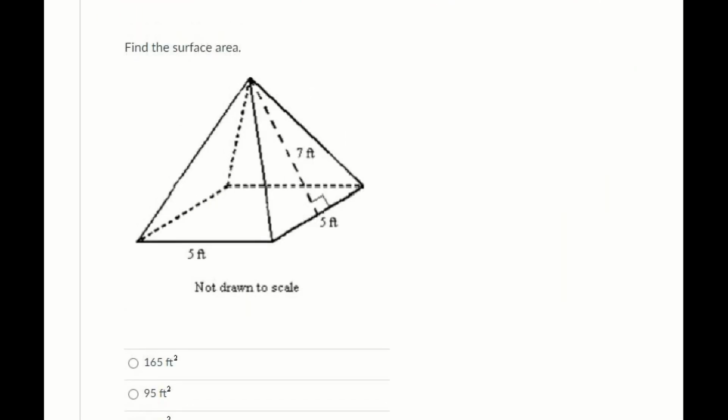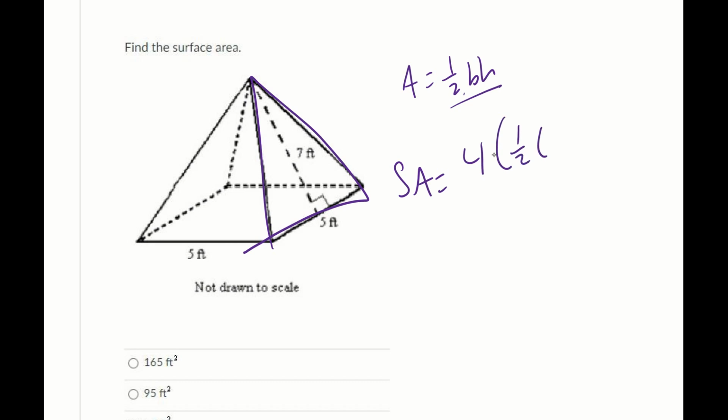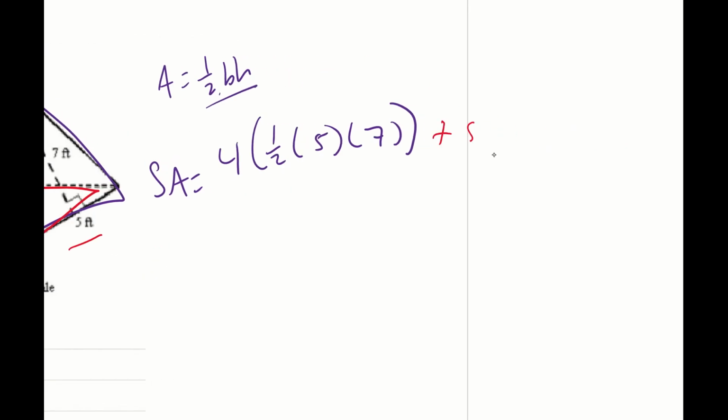Find the surface area of this pyramid. So now this is a square pyramid, so we know that these 4 triangles are actually the same area. So we're going to find the area of those triangles, and the area of a triangle is 1/2 base times height, right? And there's 4 of them. So the surface area is 4 of those triangles. The base is 5, and the height is 7. Now we also need to do the area on the bottom, which is the area of a square, or 5 times 5. So we're going to add that to 5 times 5, and that is our area.